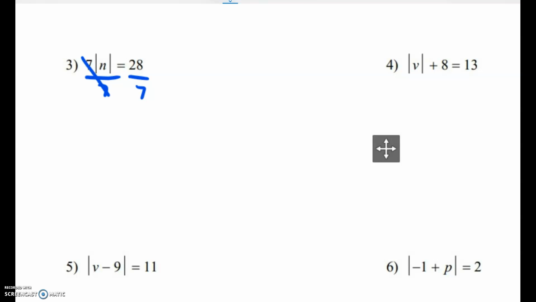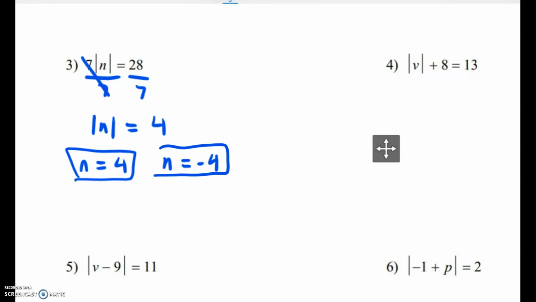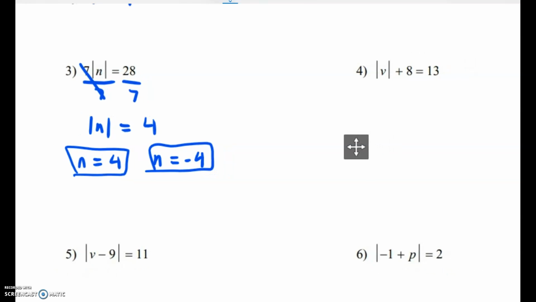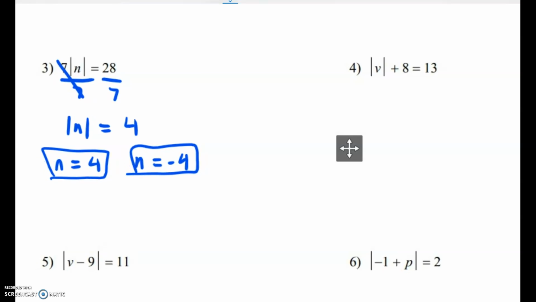Okay, so we're going to divide both sides by 7, and now we're left with the absolute value of n is equal to 4. Now that the absolute value is by itself, let's set up our two cases. When n is equal to 4, when n is equal to negative 4. So n could be 4 or negative 4, and it would work for this problem. Okay, let's take a look at number 4. Let's do the same thing. Let's have you pause the video, give it a try, and then resume when you're ready to see my answer.